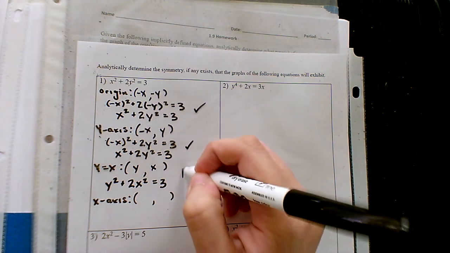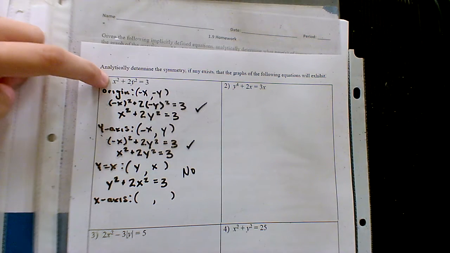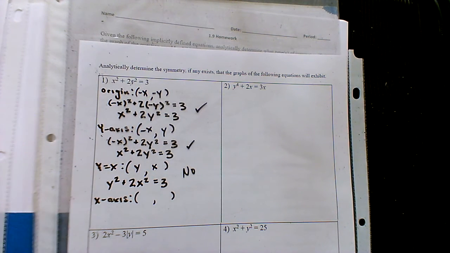Unfortunately not, okay? So this graph, whatever it looks like, does not have that diagonal symmetry to it. Okay, they do not match up perfectly if you fold it across that line.